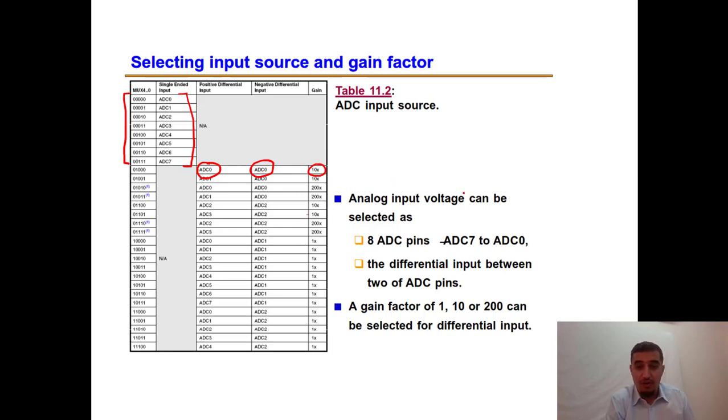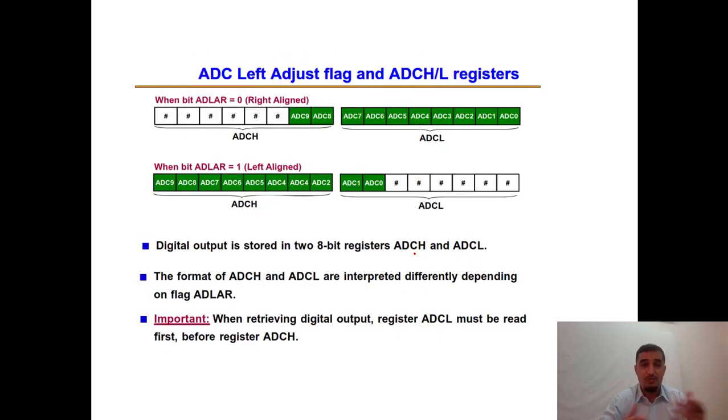So the analog voltage can be selected as 8 ADC pins, ADC 0 to ADC 7, and the differential input between two analog to digital converter pins. Again, a factor of 1, 10 and 200 can be selected for differential inputs, and differential once more is subtraction.